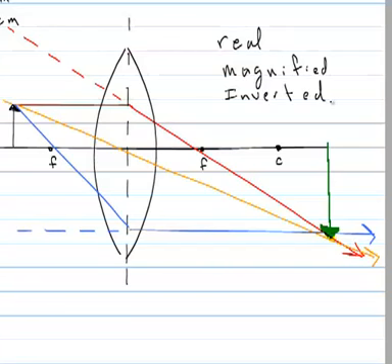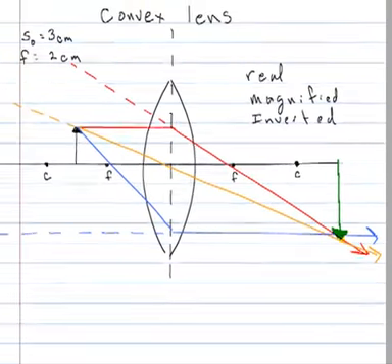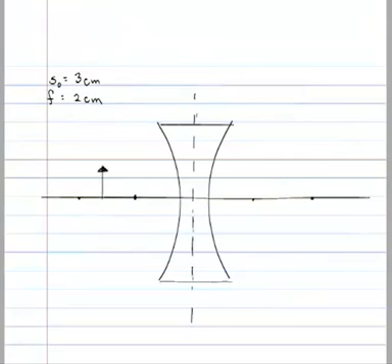And that's our characterization for the convex lens, or we can sometimes call this a converging lens. The next lens we're going to look at is called a diverging lens, or concave lens. And we can follow the rays pretty similar.